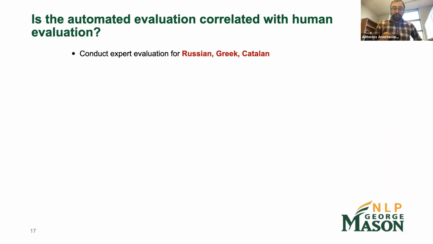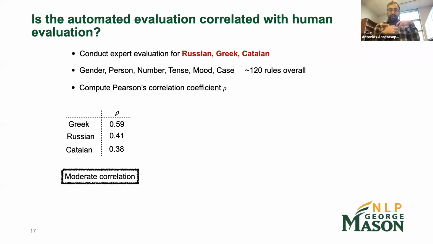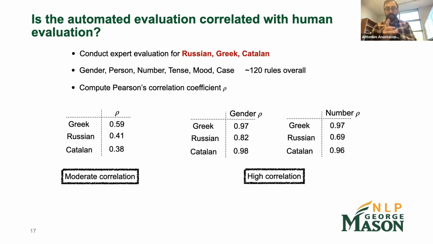Comparing to the annotations that we got for Russian from Kat and from some other linguists for Greek and Catalan, in total we had them evaluate about 120 rules, and then we compute the correlation of what our model says to what the humans say. Across all of the different features, there is some moderate correlation. But if we look at some of them, like gender and number, which all of these languages, both Greek, Russian, and Catalan, require agreement for in many, many cases, then we have much higher correlation.